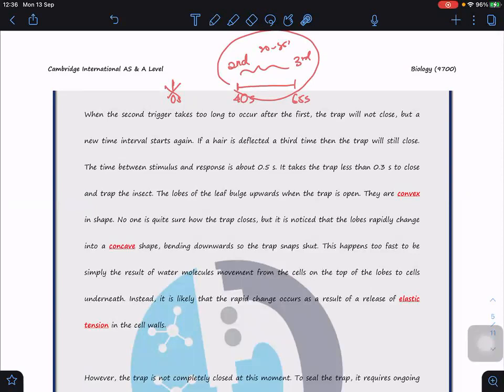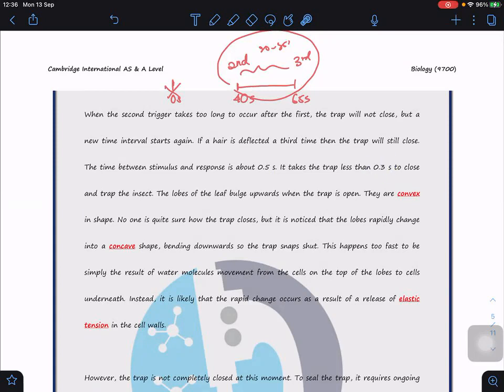The time between the stimulus and response is about 0.5 seconds. Look at this, 0.5 seconds, compared to animals, where an action potential is generated in about 1 to 5 milliseconds. So this is 500 milliseconds, which means it's still very, very slow compared to the animal response to an action potential. So it takes the trap less than 0.3 second.